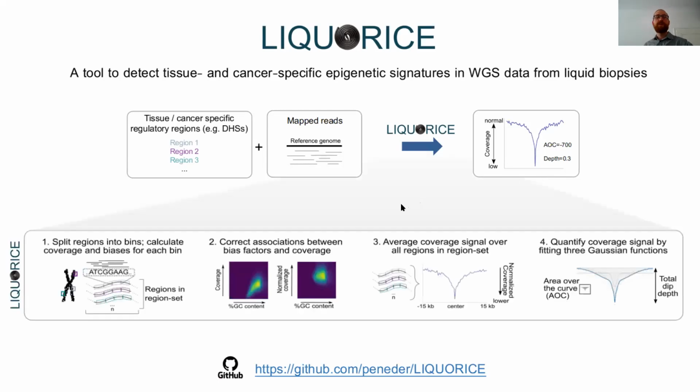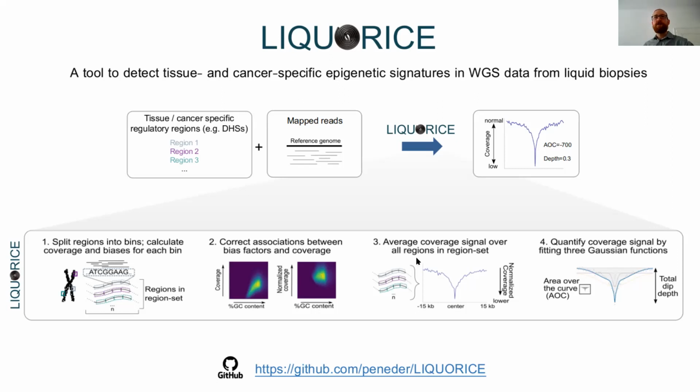LIQUORICE works as follows. It starts by splitting every region into bins and then calculates the coverage and the number of bias factors for every bin. These bias factors, for example, GC content, are important because they influence the coverage without being related to the epigenetic properties that we actually care about.